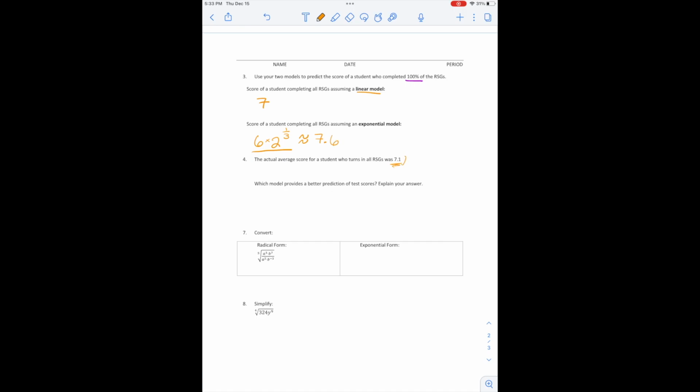So we're looking for number 4, which one is closer to 7.1. So since 7 is closer to 7.1 than 7.6 is, the linear model is better.